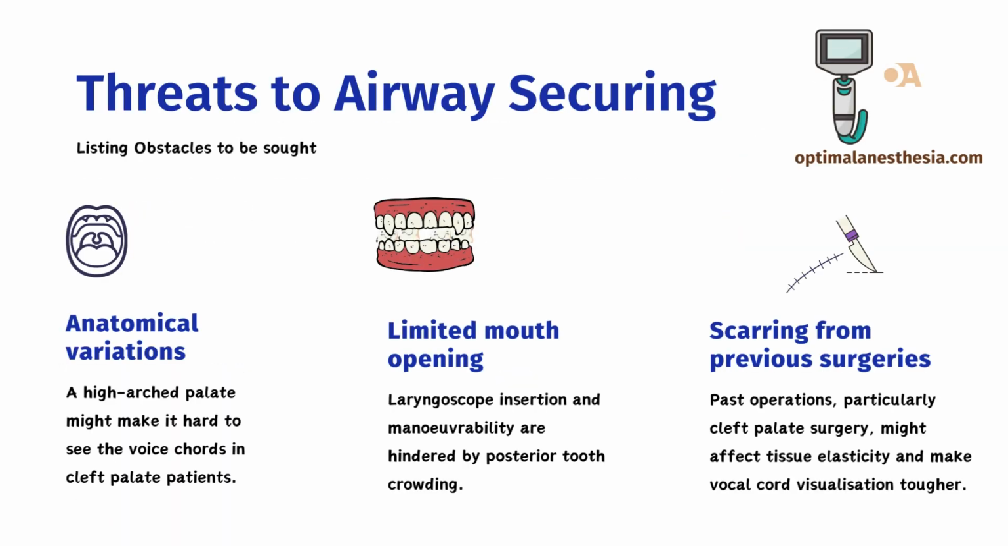Patients with a history of cleft palate repair often have a high-arched palate and posterior crowding of teeth, making it difficult to visualize the vocal cords using standard laryngoscopes. To overcome this challenge, anesthesiologists may use videolaryngoscopes for a clearer view of the airway. Scarring from cleft palate repair surgery alters tissue elasticity, further complicating intubation.